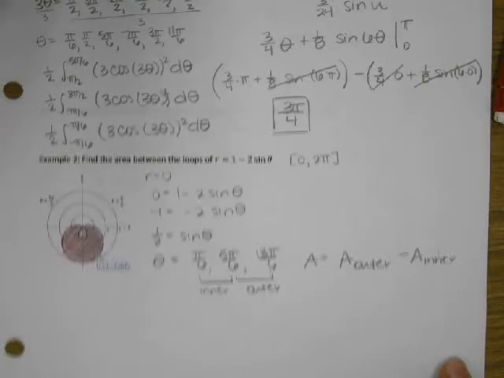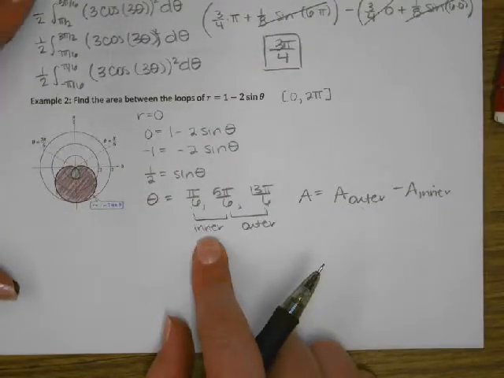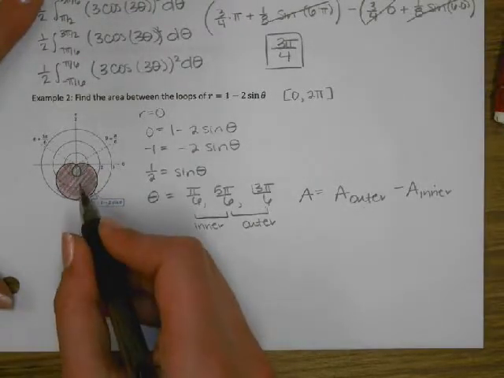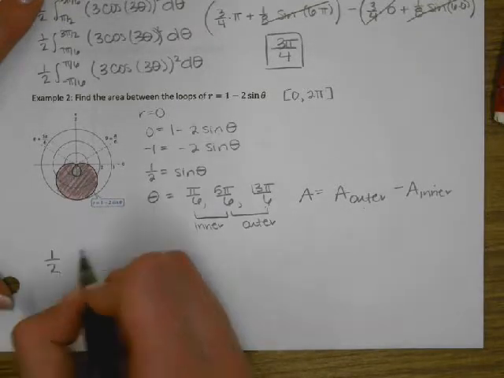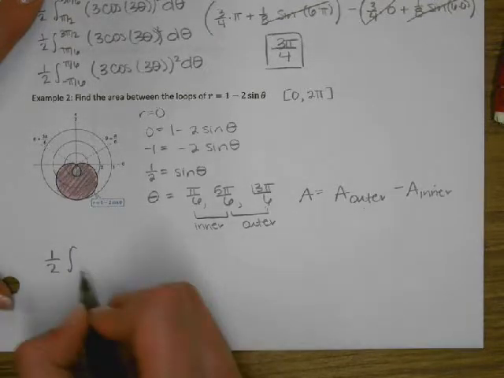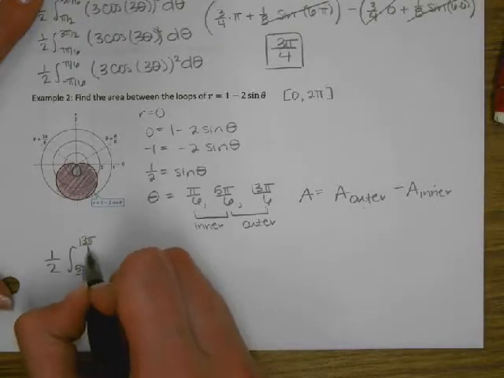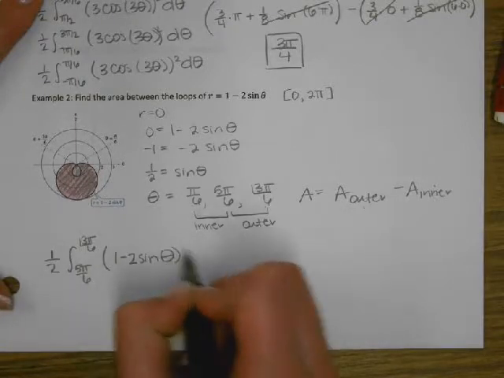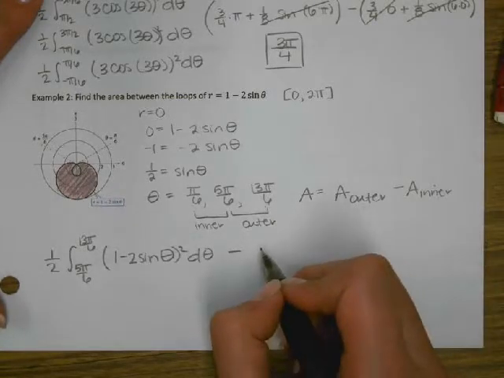Okay, so now we know which interval we use to create our outer loop. We know which interval we use to create our inner loop. So I'm going to say the area of the shaded region that's pink, that on your paper is just gray. We're going to do the area of the outer, which is 5 pi 6 to 13 pi 6, minus the area of the inner loop.